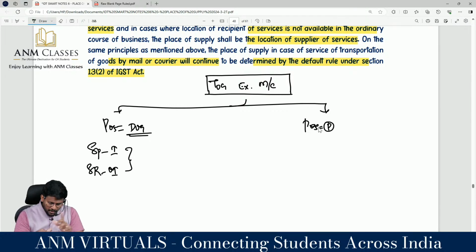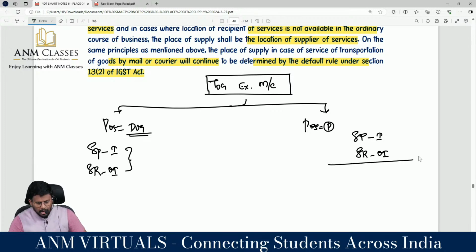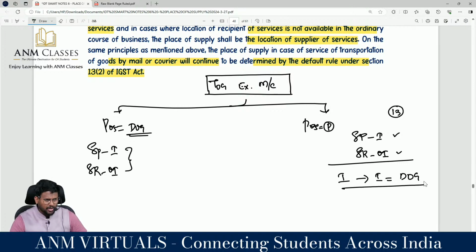For example, the service provider may be situated in India and the service recipient may be situated outside India. He may say, sir, take goods from India and deliver them somewhere within India. Since the service provider is in India and the service recipient is outside India, provisions of 13 will be applicable, right? The destination of goods is in India. Destination of goods is in India. So earlier this was taxable.